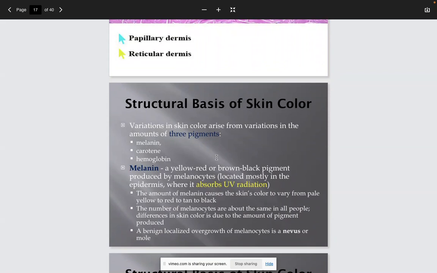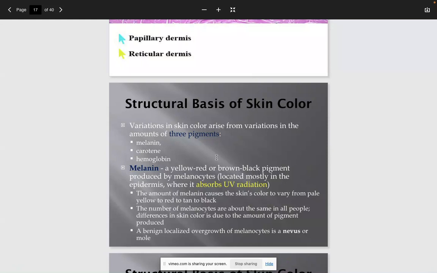Okay, so melanin is a yellow, red, or brown-black pigment produced by melanocytes. You guys remember the melanocytes that we previously discussed in the epidermis. So the amount of melanin causes the skin color to vary from pale yellow to red to tan to black. So it depends on how much melanin the melanocytes produce. And this is all due to the absorption of UV radiation.